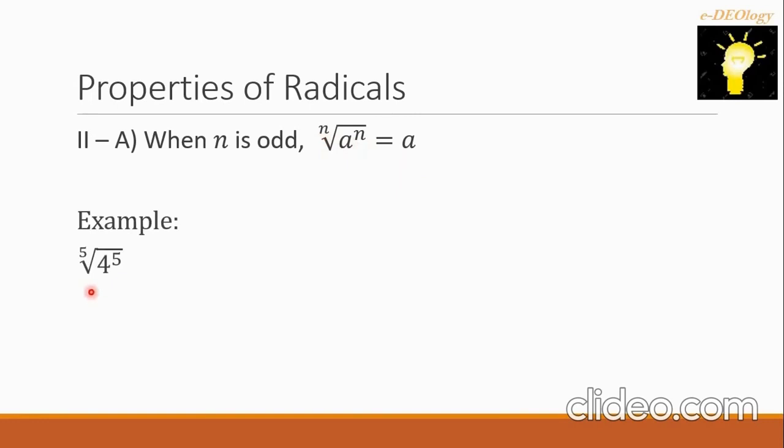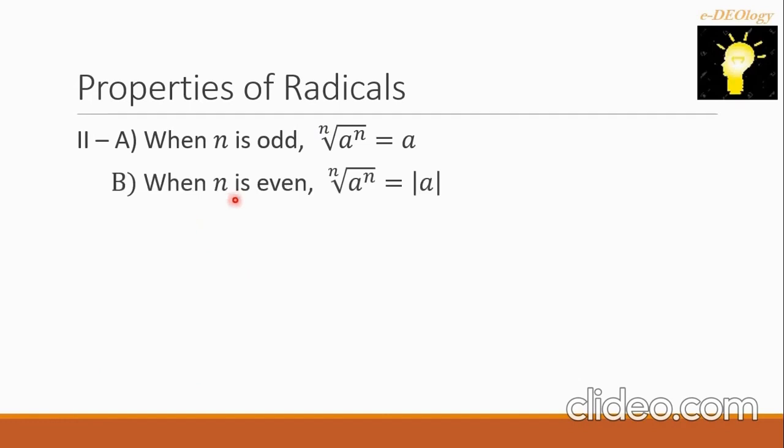Let's have example. The 5th root of 4 raised to 5. So this is equal to 4. It seems like we are cancelling the radical with that index 5 and also the power 5. Another example, the cube root of negative 6, and that is cubed. So the answer here is negative 6.